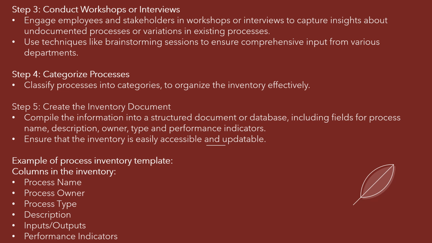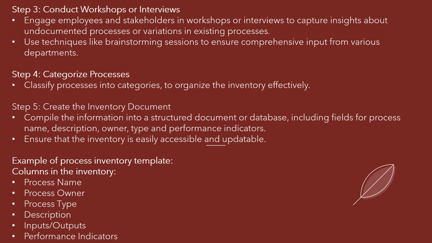Step 4 is to categorize processes. Classify processes into categories to organize the inventory effectively. Step 5 is to create the inventory document. Compile the information into a structured document or database, including fields for process name, description, owner, type, and performance indicators. Ensure that the inventory is easily accessible and updatable.